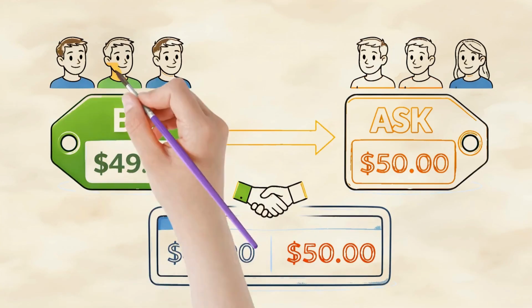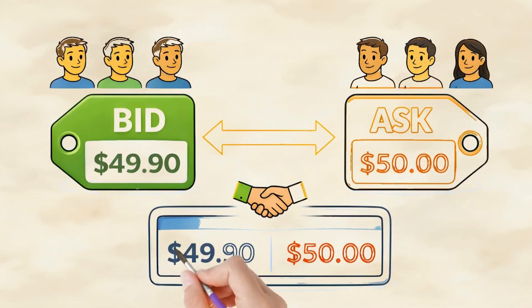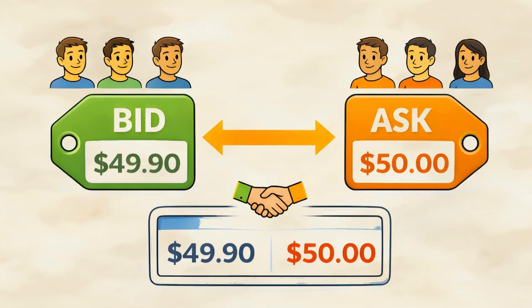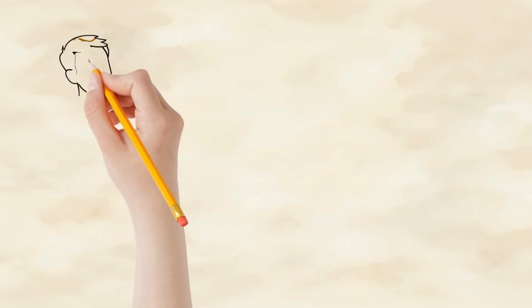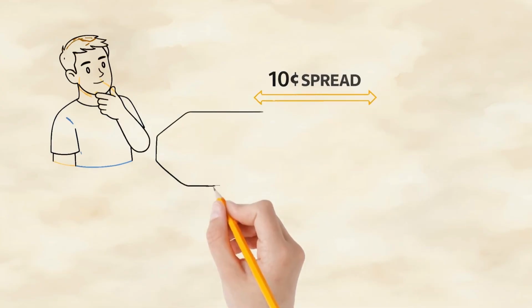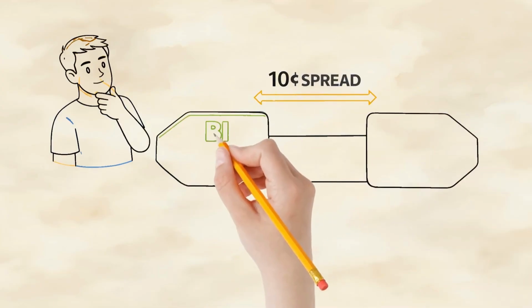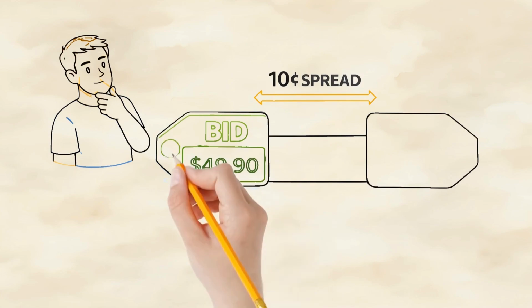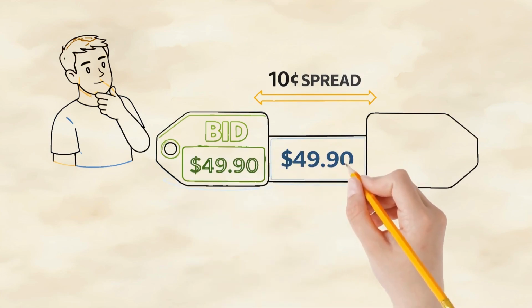Common mistake, thinking you always buy at the displayed price. You usually buy at the ask and sell at the bid. The difference between bid and ask is the spread. The spread is the gap between the bid and the ask. It matters because it's a cost you feel when you buy and sell, especially if you trade often.